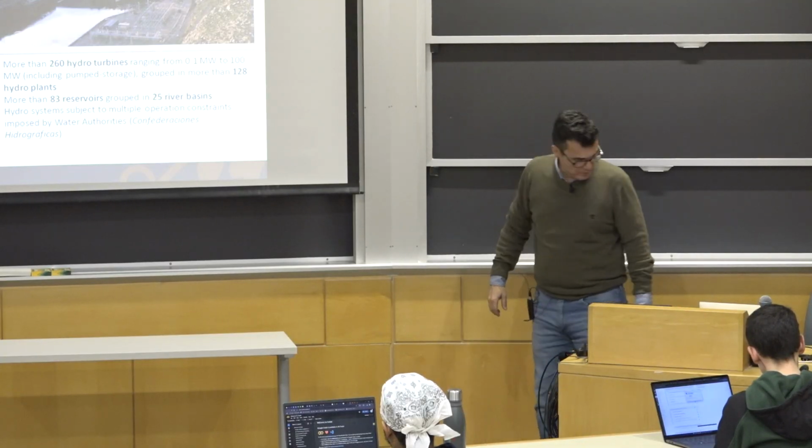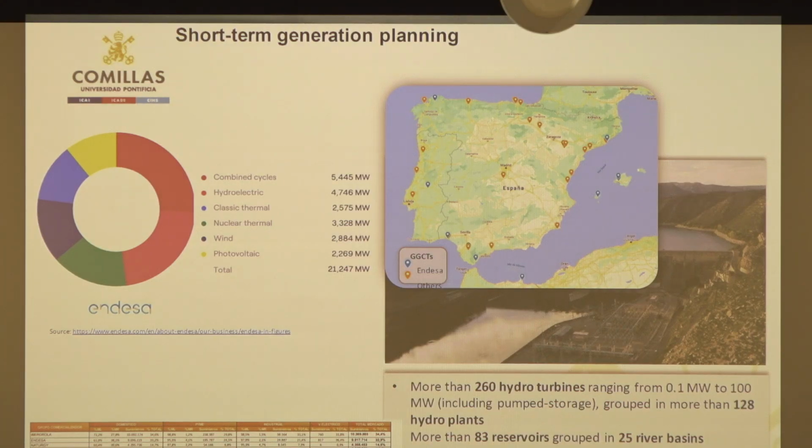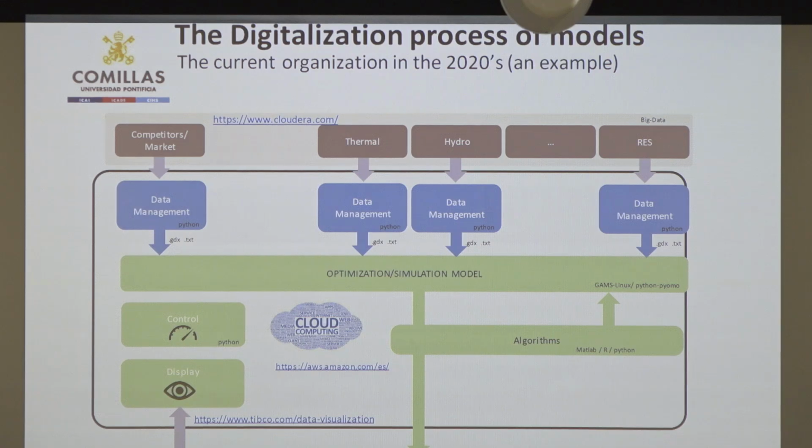This is an idea of the size that Endesa has, with a very diverse portfolio. They have combined cycle power plants. They have hydro units, more than 260 hydro turbines, okay, with very different sizes, with more than 80 reservoirs. And we need to optimize all these elements, all these units, in order to obtain an operation that is feasible, which means that it can be put in practice. I need to obtain hourly schedules that can be realistic, okay?